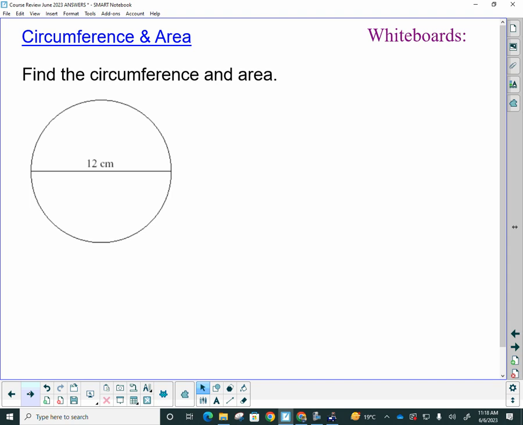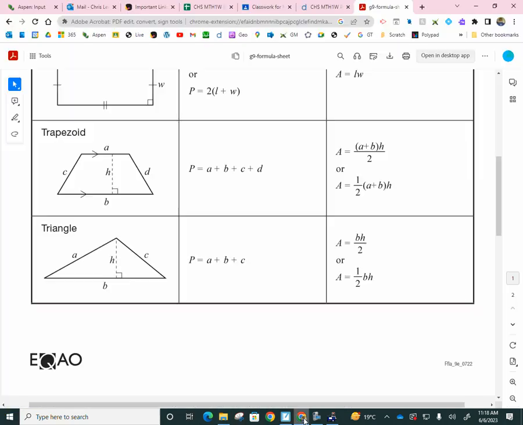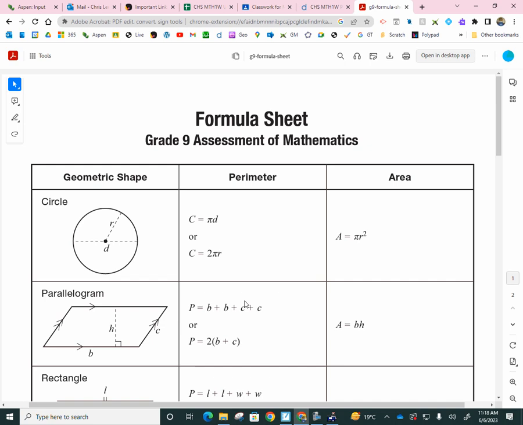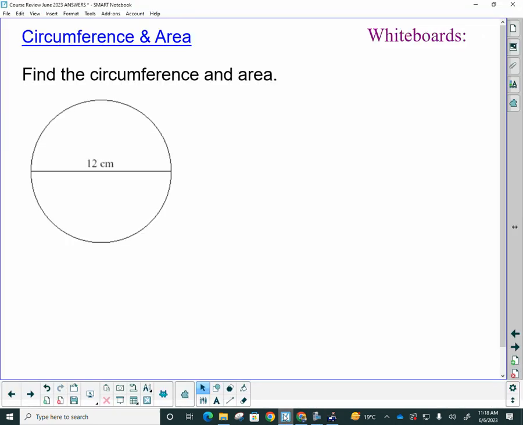So for circumference, let's check our formula sheet. We're now talking about a circle, so it's up here. So we have two versions, pi d or 2 pi r. It depends on what we have. Two radiuses equal the diameter, so it doesn't matter. All right, so let's see, in this case, you see that I have the diameter is 12. So let's use the C equals pi d version.